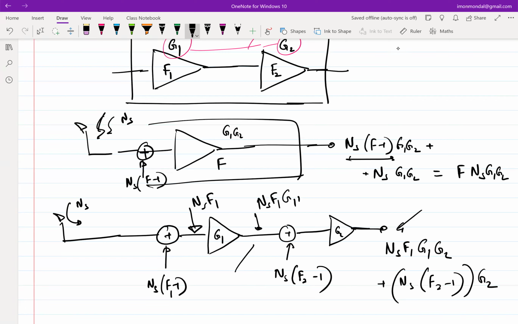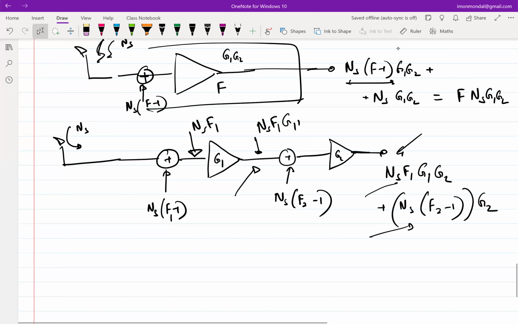So this is NSF1, G1. This guy goes out as NSF1, G1, G2. This guy comes out as NSF2 minus 1 times G2. That is the same thing that we did earlier. Fine, this is all right.